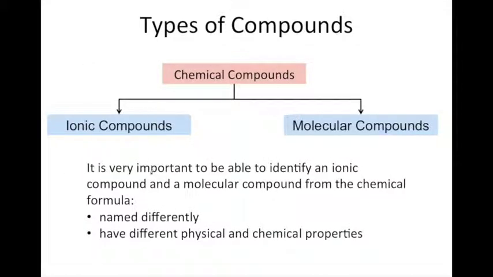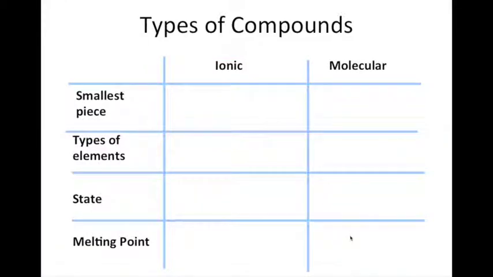And it's very important for us to be able to identify and differentiate an ionic compound from a molecular compound, or a molecule, just based on the chemical formula. As we saw, molecular compounds and ionic compounds have very different chemical compositions. Because of this, they're named differently. So we'll look at naming compounds in a little while. And they also have different physical and chemical properties. So just a brief introduction to that.